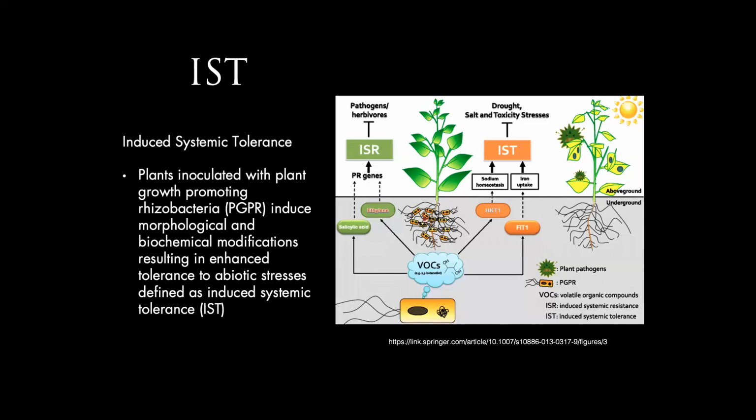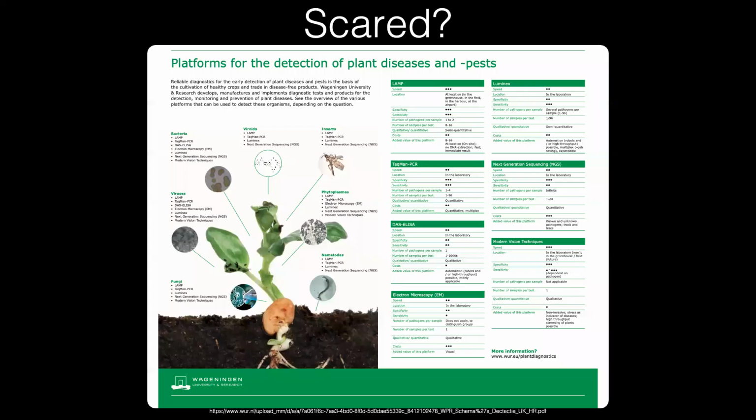Another more recently termed phrase is induced systemic tolerance. Plants inoculated with plant growth promoting rhizobacteria induce morphological and biochemical modifications, resulting in enhanced tolerance to abiotic stress, defined as induced systemic tolerance. So they help protect these plants indirectly from the drought stress as well, and it actually physically changes the plant's structure with that communication.